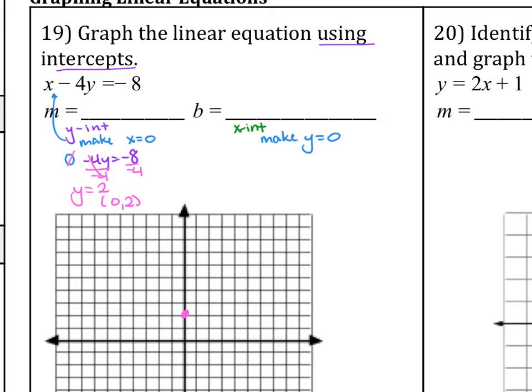So let's write it. We have x minus 4, and y is 0, equals negative 8. So 4 times 0 is 0. So we find that the answer is x equals negative 8. And that means it is negative 8, 0. So the x value is negative 8, which is here. And then we can draw our line.